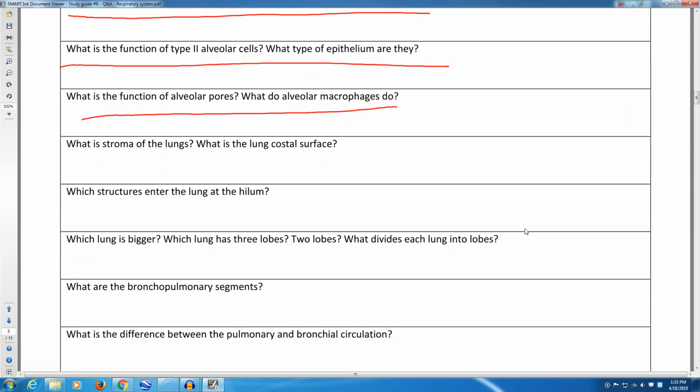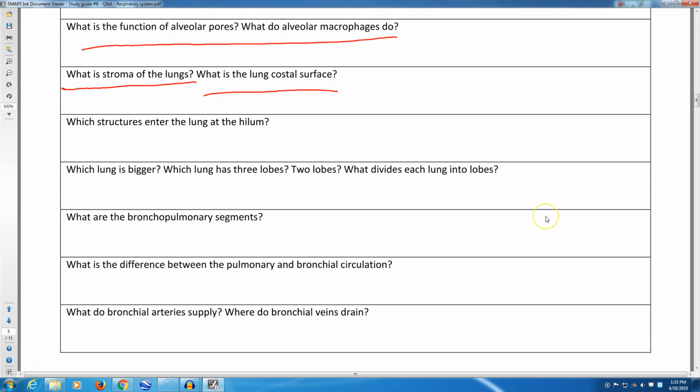Stroma of the lungs, connective tissue that surrounds the lungs on the outside. Costal surface, the surface that faces the ribs. Pulmonary arteries enter, pulmonary veins leave; nerves, everything enters the lung at the hilum. The right lung is bigger, has 3 lobes, the left lung has 2. Fissures divide lungs into lobes.